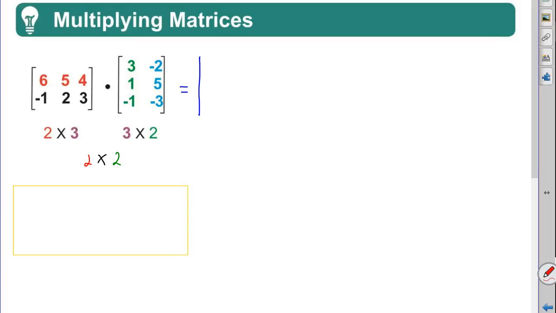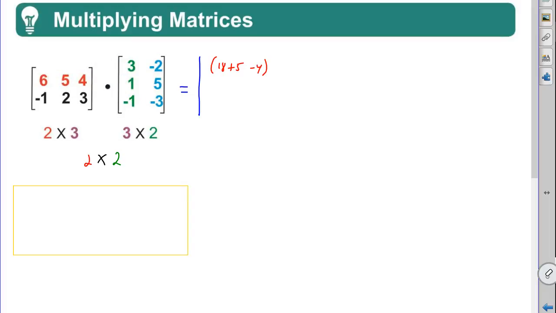So what I'm going to do is I'm going to work across this row and down this column. And that's going to be my first element, those three multiplications, across and down. Okay, so 6 times 3, right, 18, and then 5 times 1 is 5, and then 4 times negative 1 is negative 4, all right?